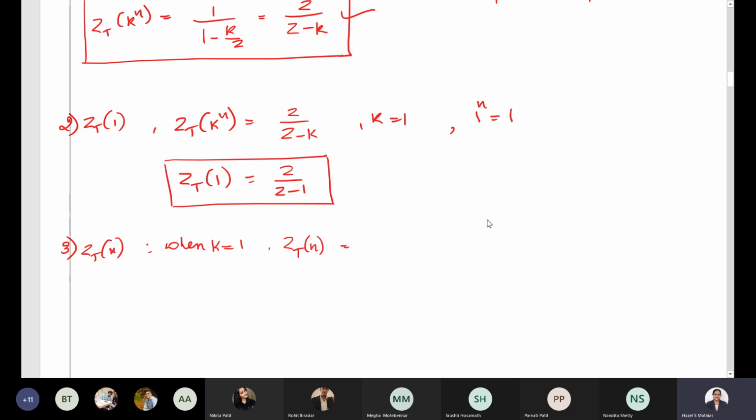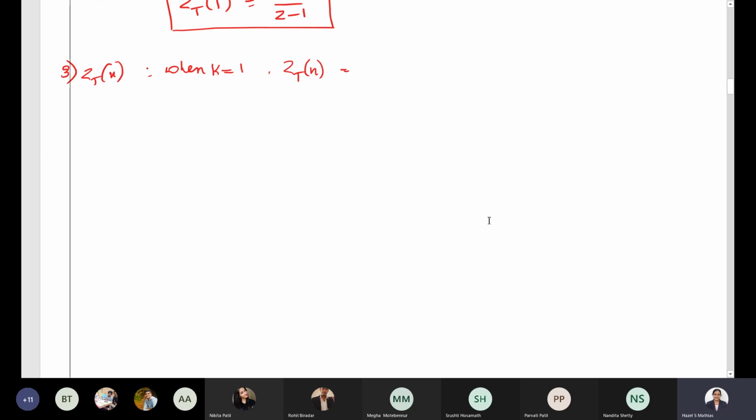Before we find the Z transform of n, there is one property that you need to remember. This is a note. There is one property which says that the Z transform of n power k is equal to minus z into d by dz of the Z transform of n power k minus 1, where k is a positive integer. Write this down.